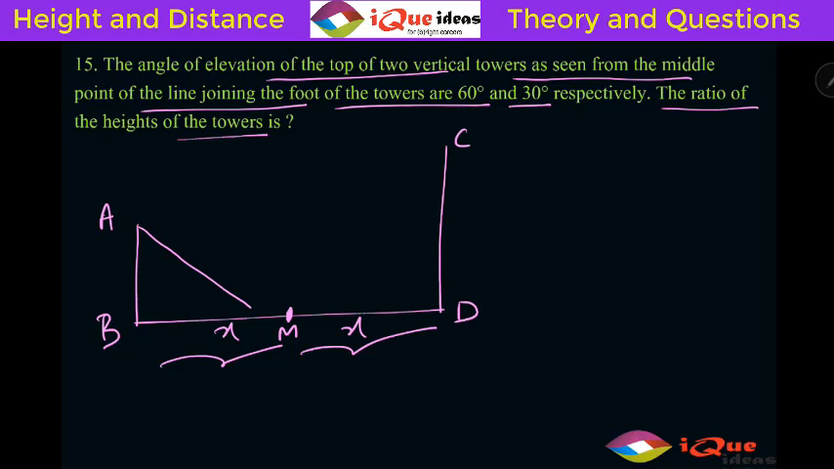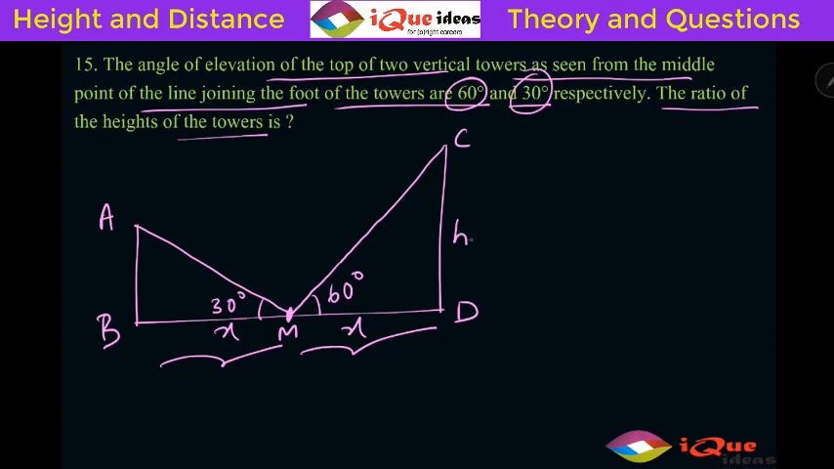Join the midpoint with the top of both the towers. So what do we have here? We have these two triangles. All right. Now the angle of elevation from that midpoint, one of them is 60 degree, one of them is 30 degree. So for the larger one, it will be 60 degree. For the smaller one, it will be 30 degree clearly. Now, let's assume that the larger height is h1 and the smaller one is h2. All right. So we have to find h1 is to h2. This is what the question is asking.